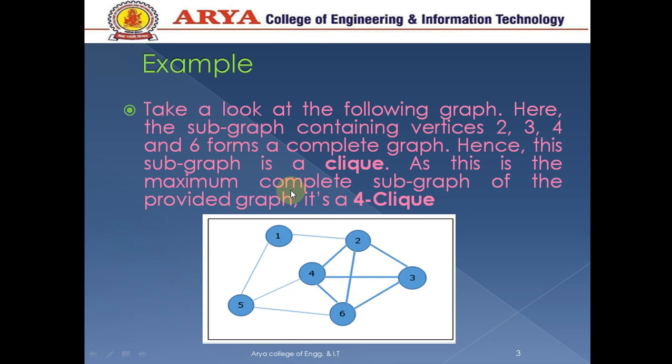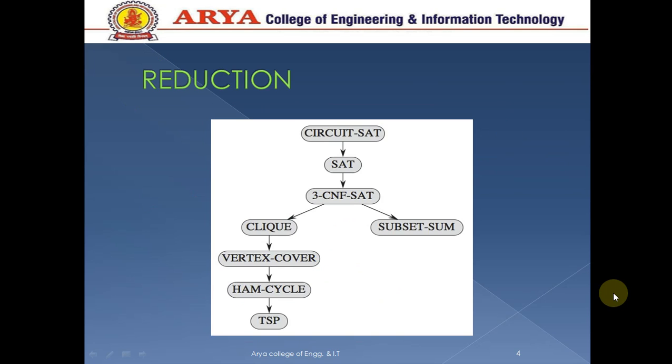As this is a maximum complete subgraph of the given graph, it's a 4-clique. That means 4 nodes are connected to each other. Several subgraphs can be present. We choose the maximum clique, or the maximum number of vertices connected to each other. This is the concept of clique.